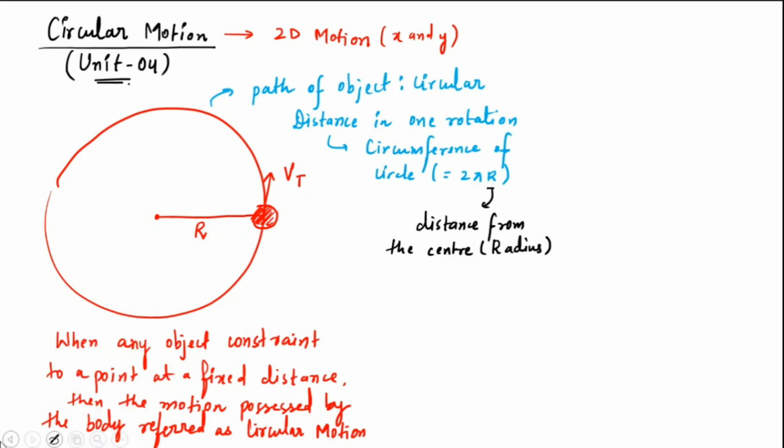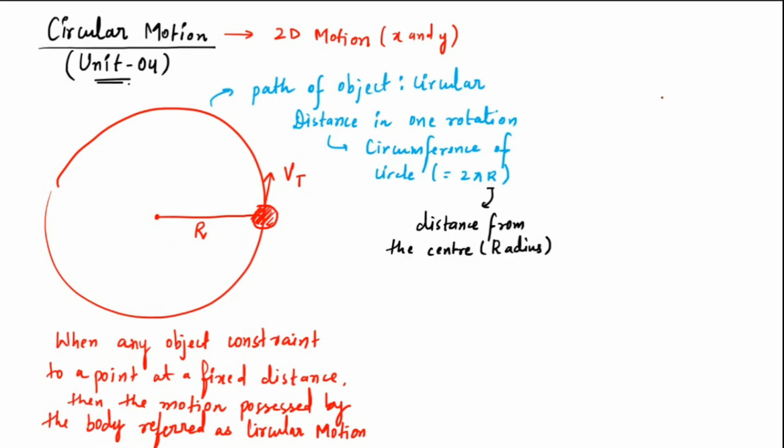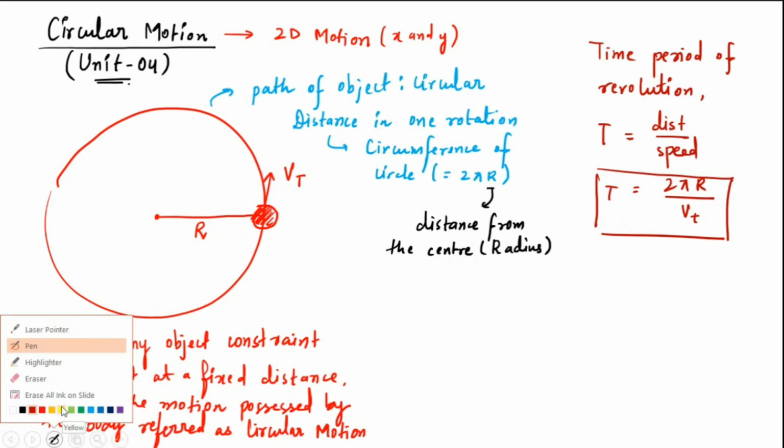So there are a few things that we actually try to calculate here. The first thing is, what is the time period of revolution? Time period of revolution is simply given by distance over speed. As the distance is going to be 2 pi r, that is the circumference, and speed is going to be the tangential velocity v, the time period is going to be 2 pi r by v. This is the time period for one rotation. As well as for so many other rotations, we can calculate the same. Again, it is going to be distance, not displacement.